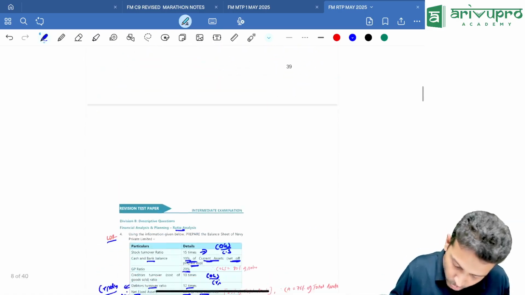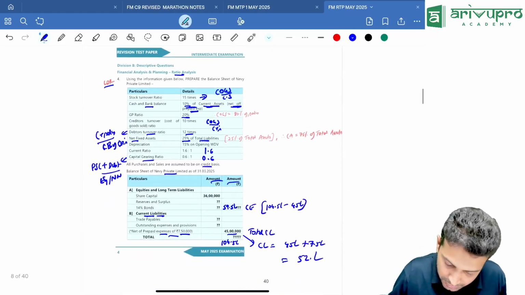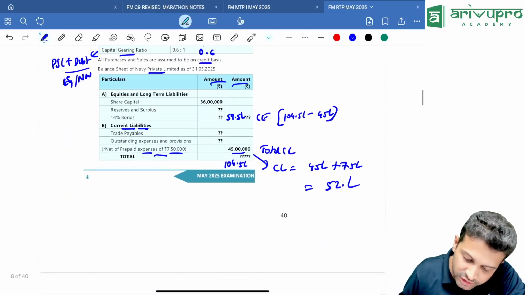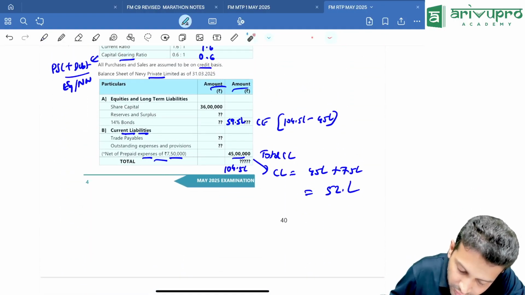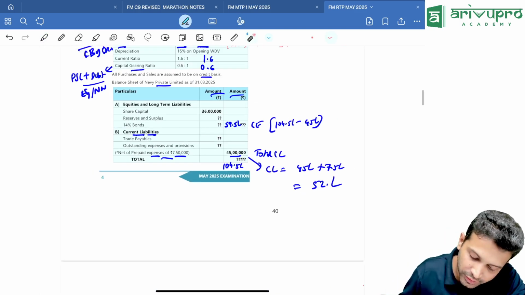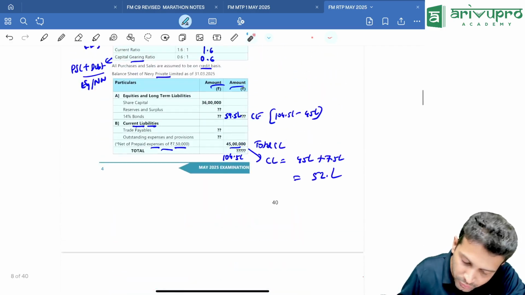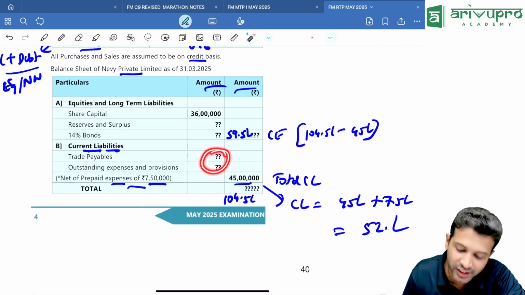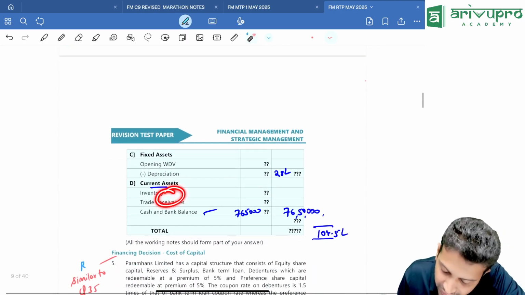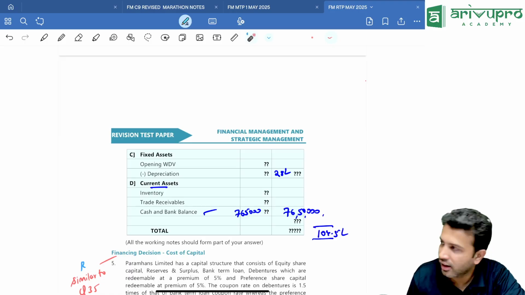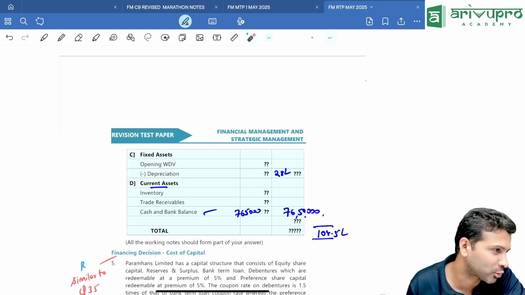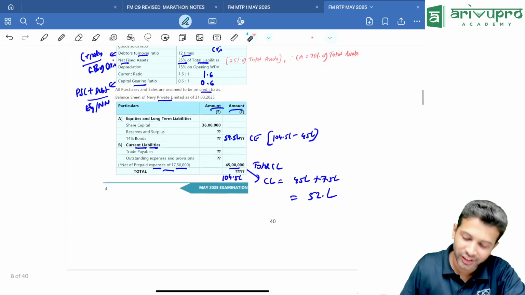Coming back to the question, I found out almost many components. Now the only things I need are two components on the liability side: reserves and surplus and bonds. These two I need to find out. Then creditors and outstanding expense, and I also need to find out inventory and trade receivables. Somebody used their kidney too much on this question.